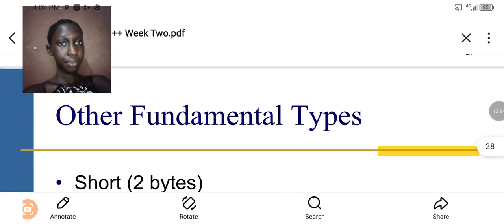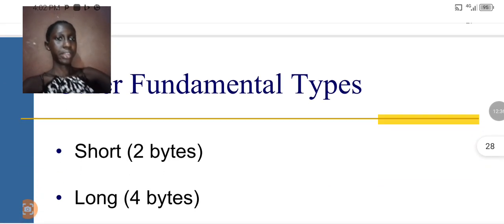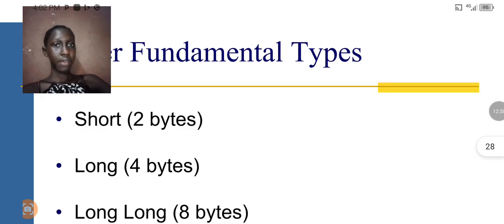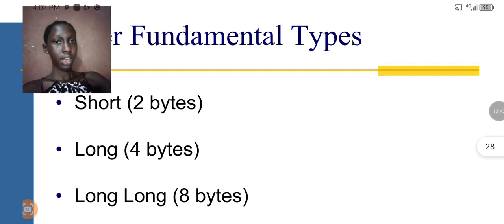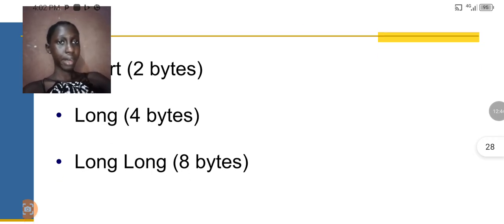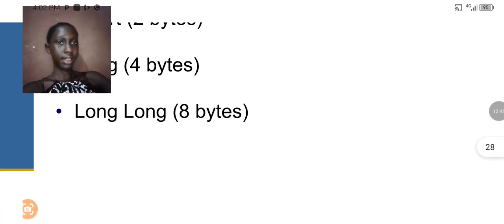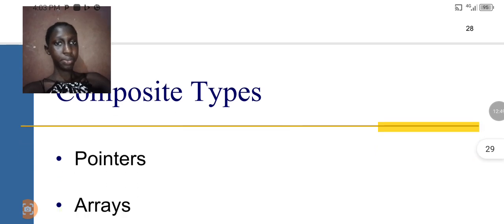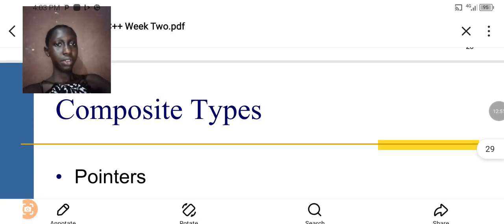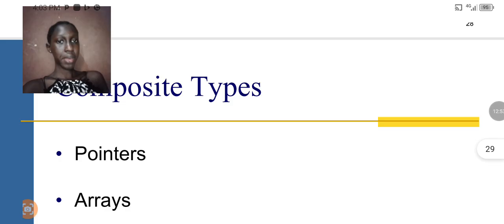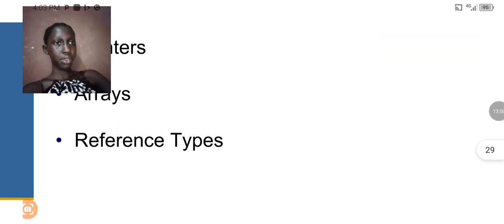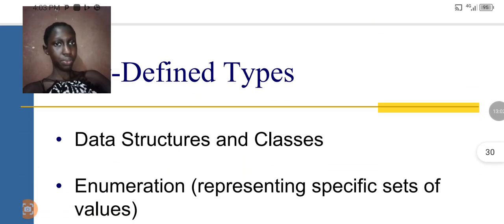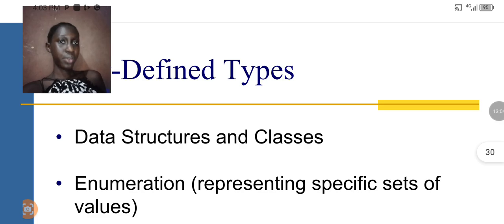Now we have other fundamental types. We have the short that has 2 bytes, that's memory. We have the long that has 4 bytes, and the long long that has 8 bytes. Now we'll be going to composite types. They are also types of C++. We have the pointers and arrays. We have the reference types that will be treated in my next videos. We also have user-defined types.